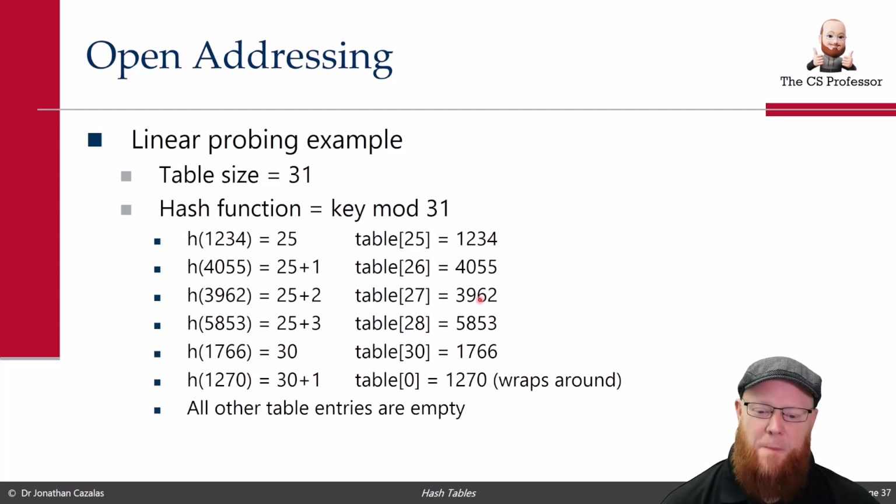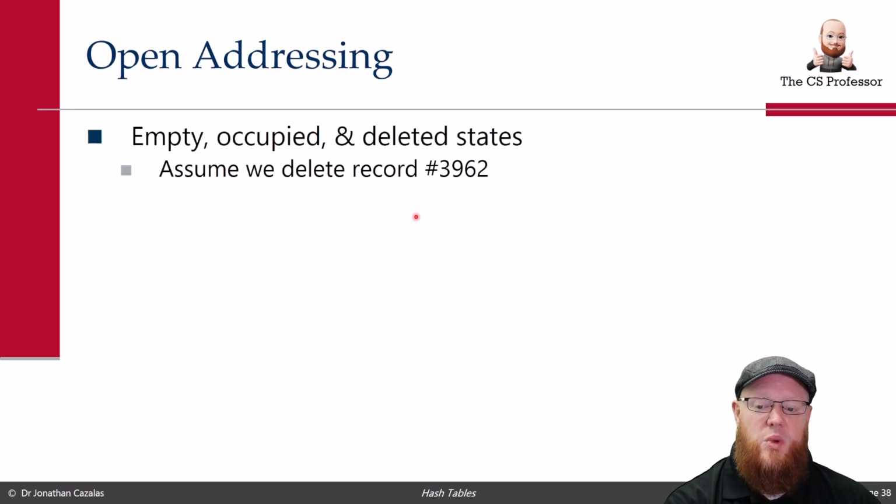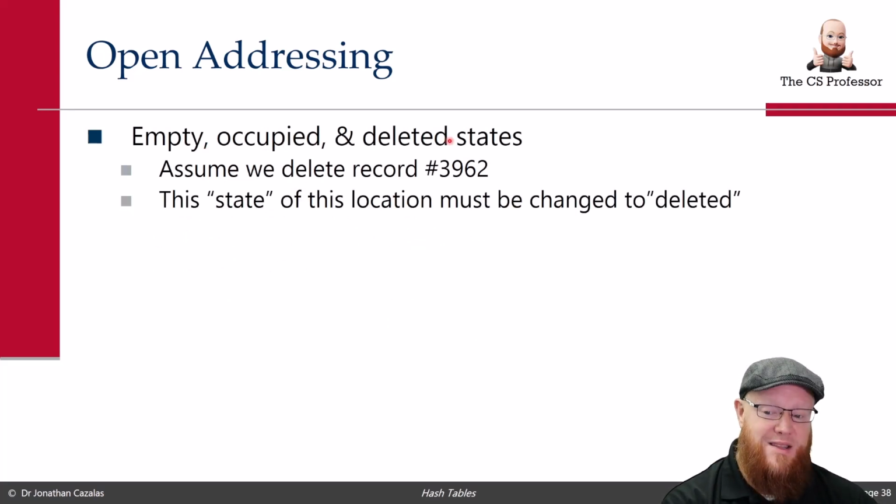So now one more time, if we had deleted 3962, check this out. If we had deleted 3962, and now we're searching for 5853, what would happen? 5853 hashes to index 25. So we go to index 25 and say, are you 5853? Nope. We go to index 26. Are you 5853? Nope. Index 27 says, I'm empty. So we would stop our search, even though we know from the example that we just built, 5853 comes next. But we would have stopped our search. So that's a problem, which means we need to use these empty, occupied, and deleted states.